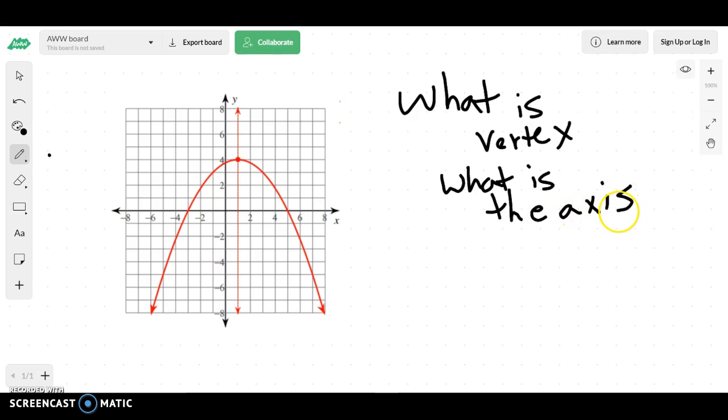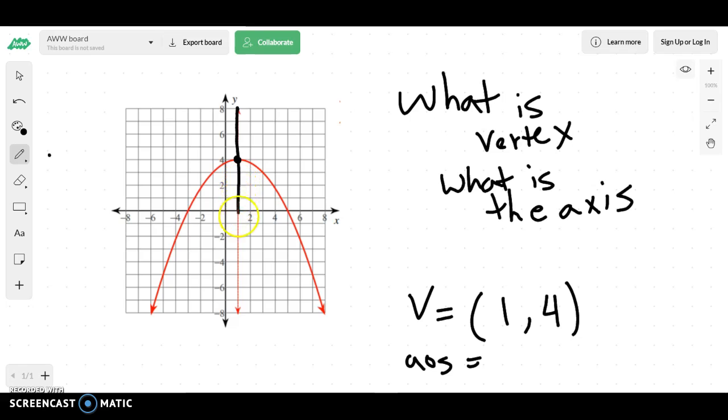So if you remember from before, most of us know the vertex is this point right here. So the vertex is equal to (1, 4). So that's my vertex. If you want to know what the axis of symmetry is, that's the line that cuts this thing in half, and so we just have to see where that's at. That looks like it's at x = 1. So my vertex is (1, 4), and my axis of symmetry is x = 1. So those two things are checked off.